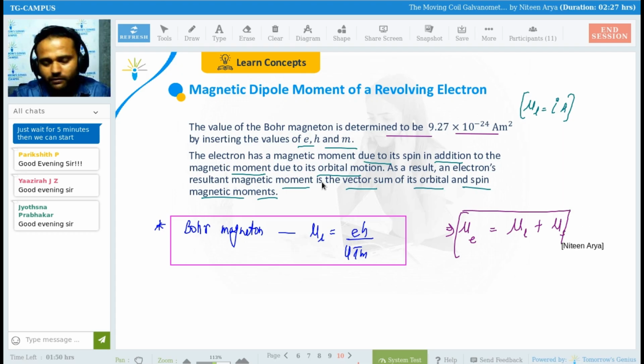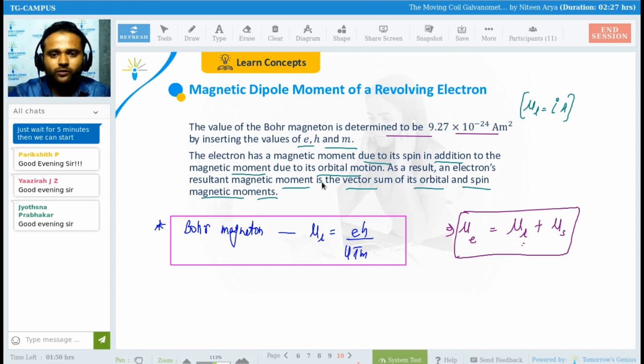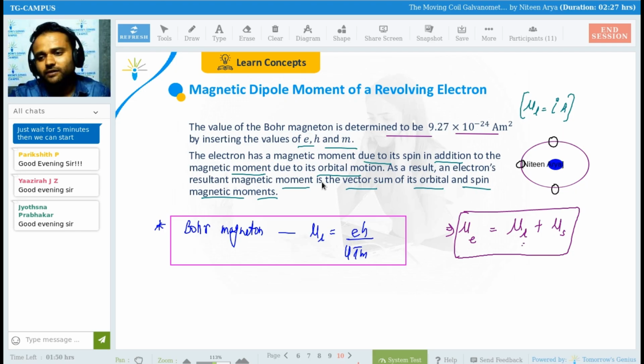That is the magnetic moment of an electron due to angular or orbital rotation, and due to spin. Diagrammatically, why should I draw a diagram whenever I explain something? Because if you really understand any particular topic, you can draw it. That is a quote of a very famous scientist, Feynman.